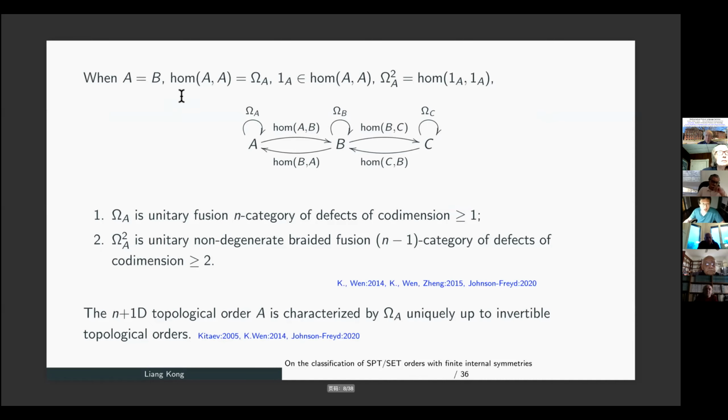So when A and B are the same, I will label the Hom space as Ω_A. In this Ω_A, there is a trivial defect called the trivial domain wall, which I will label as 1_A. In this 1_A, you can further consider the domain walls between this trivial domain wall. You can have Ω_A^2. I'm going to show you that in the next slide. But what is a trivial domain wall?